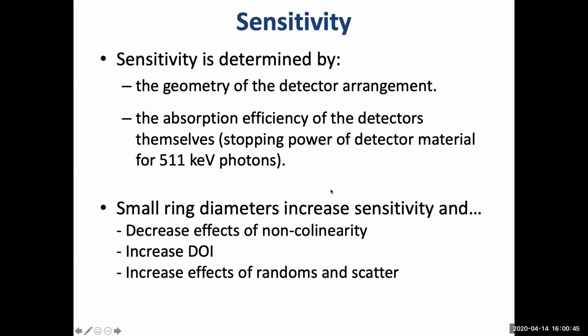Sensitivity of the PET scanner is another parameter of the image performance. Sensitivity is determined by the geometry of the detector arrangement in the ring and the absorption efficiency of the detectors themselves, or we can say the stopping power of the detector material that can stop the 511 keV photons and absorb them. A small ring diameter increases sensitivity, and the advantage is that it decreases the effect of non-collinearity. We said increasing the diameter of the PET increases the effect of non-collinearity. Also, this small ring increases the depth of interaction effect, and increases the effect of randoms and scatter.